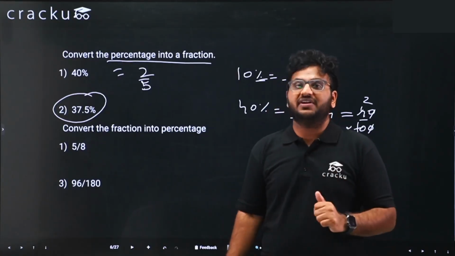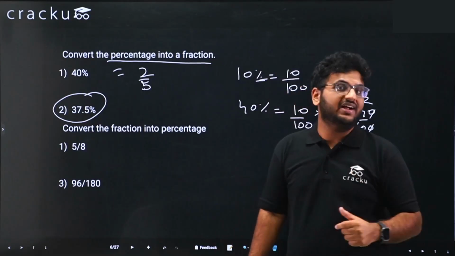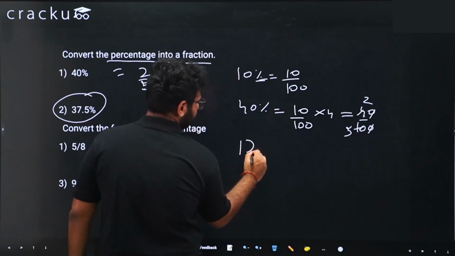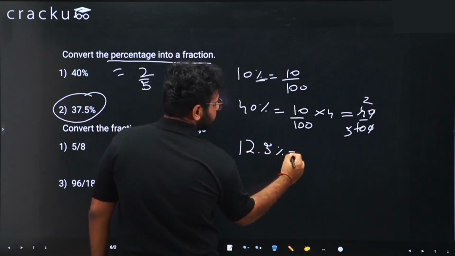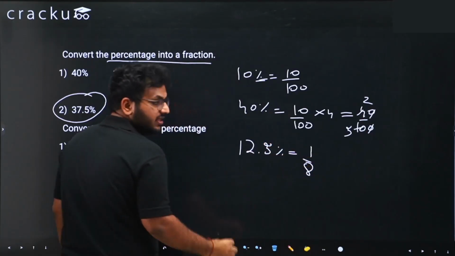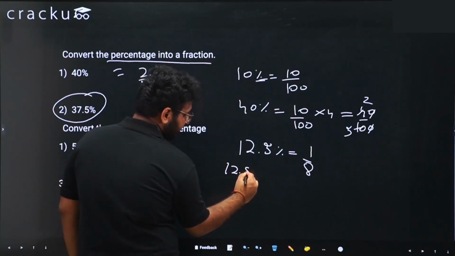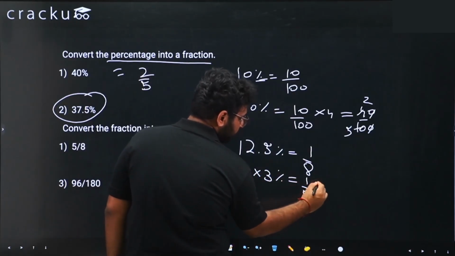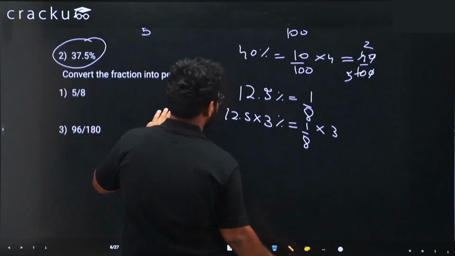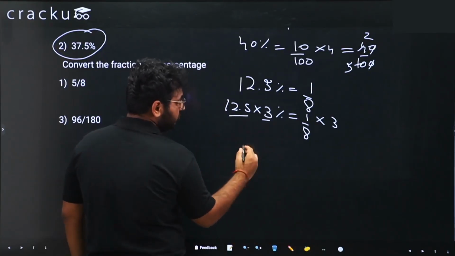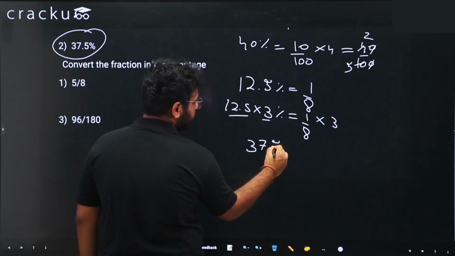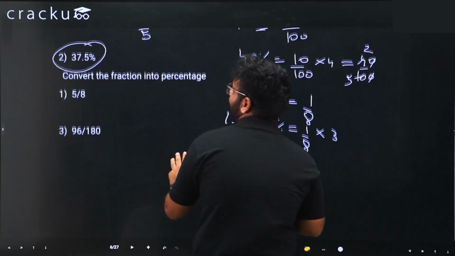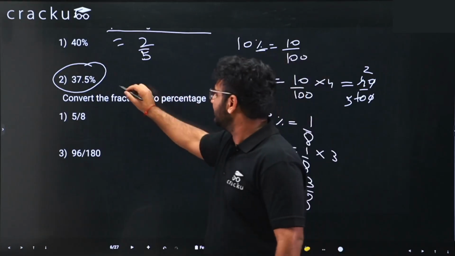But 37.5. We studied that 12.5 is what? 1 by 8. So if 12.5% is equal to 1 by 8, then 12.5 into 3% will be equal to 1 by 8 into 3. So which will be equal to what? 12.5 into 3 is what? 37.5, which is equal to 3 by 8. So we can directly write 37.5 as 3 by 8.